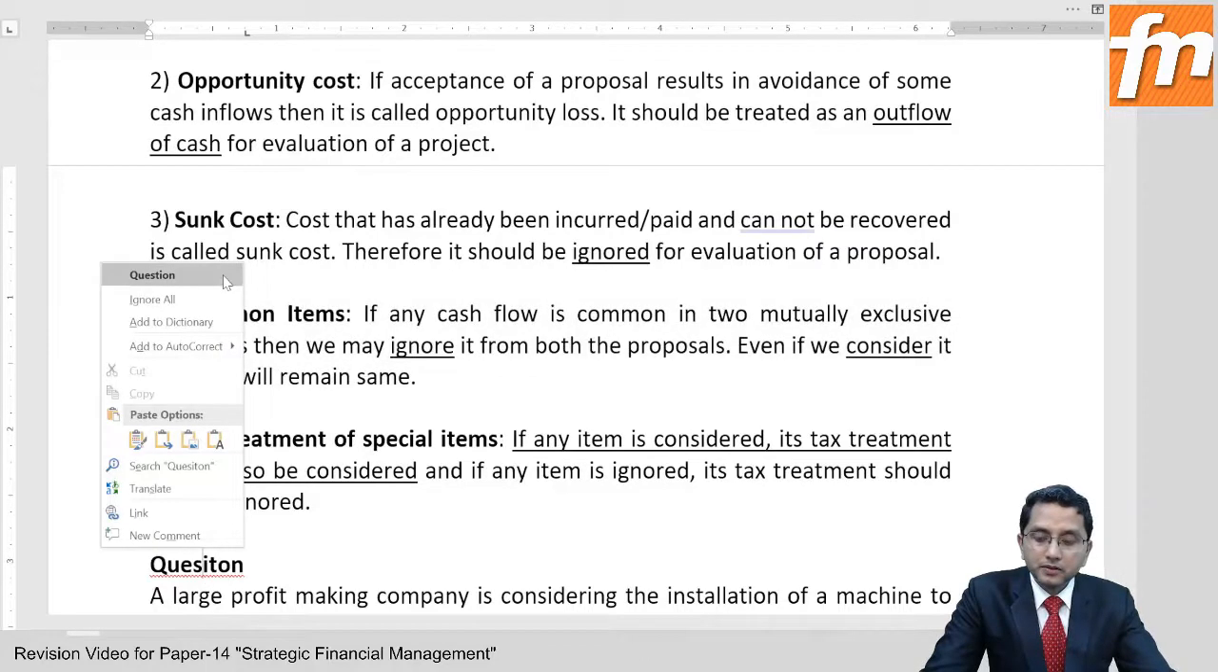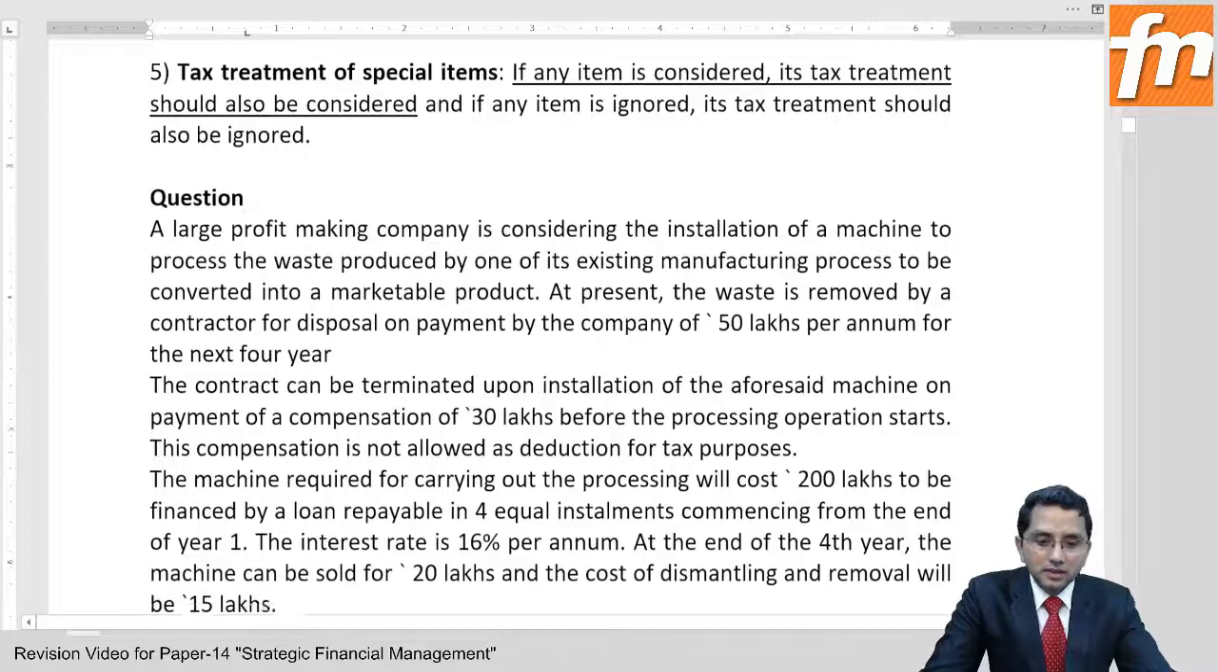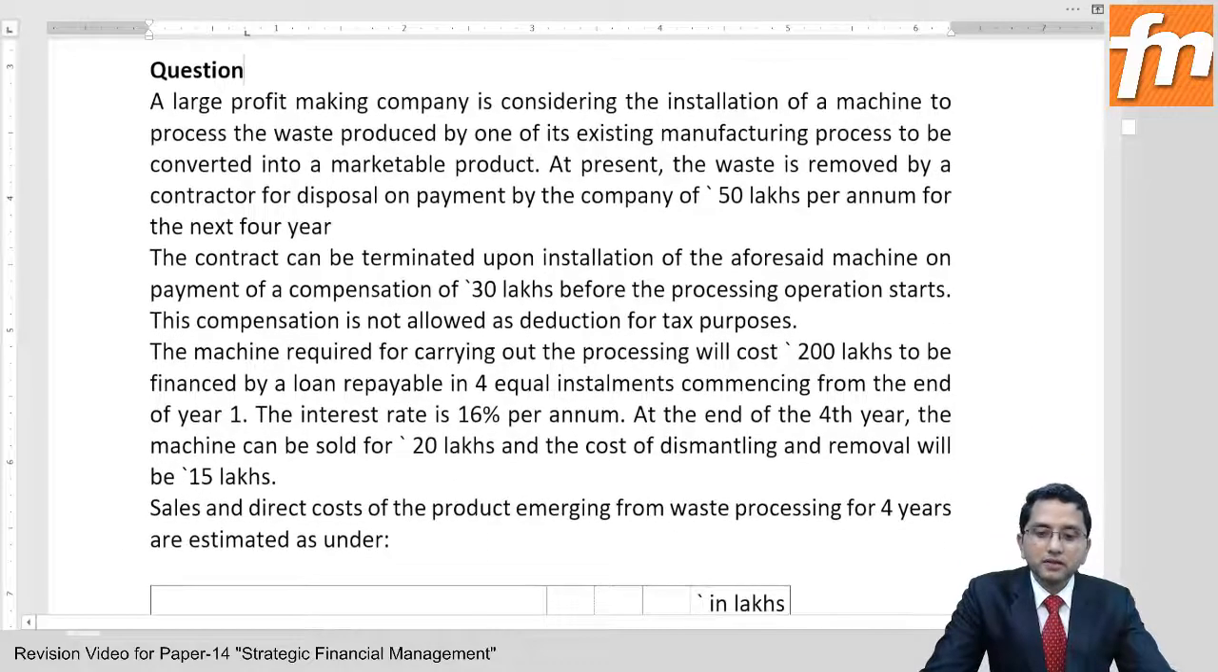right? So now let's do one question which considers some of the special items.